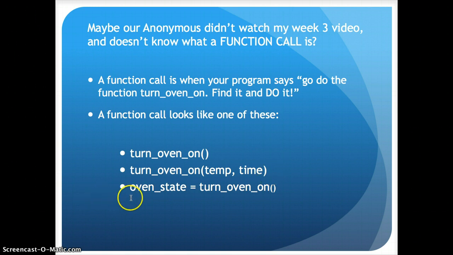Or it might even be a variable like oven state equals, and then the name of the function. This part here is actually the call, the name of the function with the parentheses and any required parameters. If you do it this third way, with oven state equals a variable in front of it, then oven state is going to be assigned the return from the function. So suppose turn oven on returns a Boolean, true or false. Then oven state, after this statement, will have the Boolean value that was returned by turn oven on.